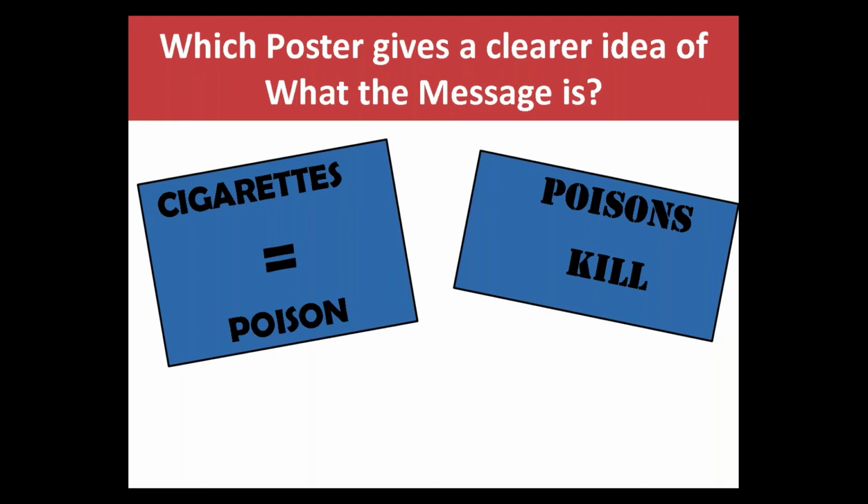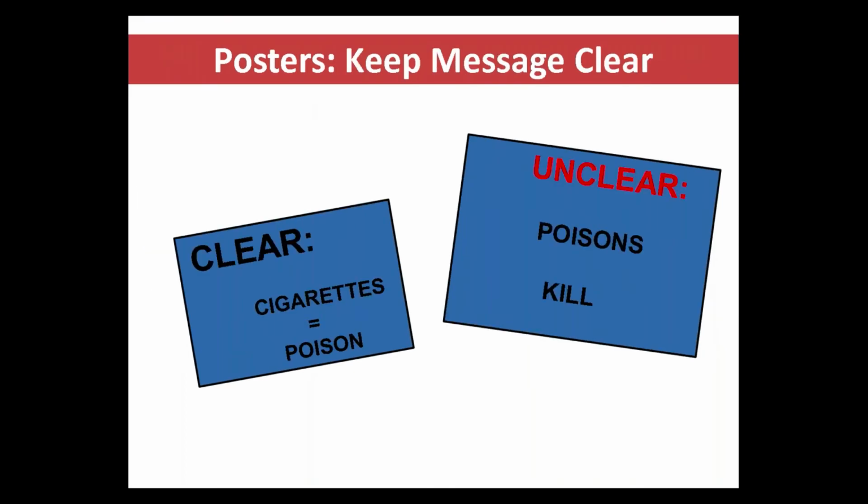One says poisons kill and one says cigarettes equals poison. At home right now, I want you to think about which one seems more clear to you. And I would hope that you would pick the one on the left, which says cigarettes equals poison, because it draws your attention and easily shows you that you're relating cigarettes to poison rather than just saying poisons kill, because that doesn't really show exactly what you're trying to talk about.